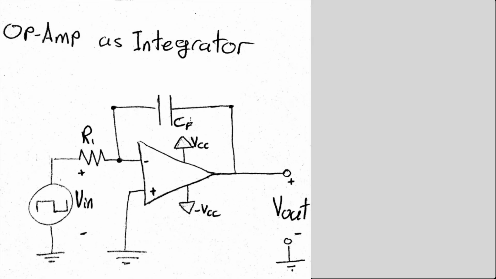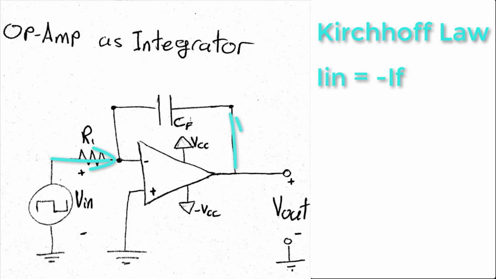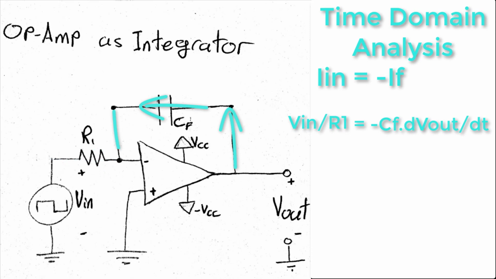To make analyzing this circuit easier, we need to make two assumptions. First, the voltage at the non-inverting input is equal to the voltage at the inverting input. Second, the current at these terminals is equal to zero. By knowing this, we can use Kirchhoff's law to equate the input current to the feedback current, which is nothing but the capacitor current. Of course, we know that the input current is equal to the input voltage divided by R1, and the feedback current is equal to the capacitance times the derivative of the output voltage.